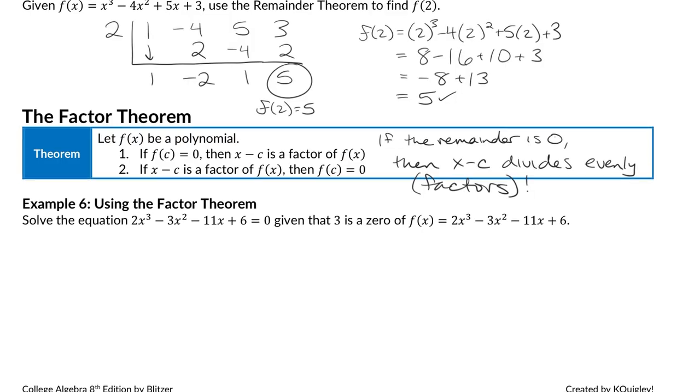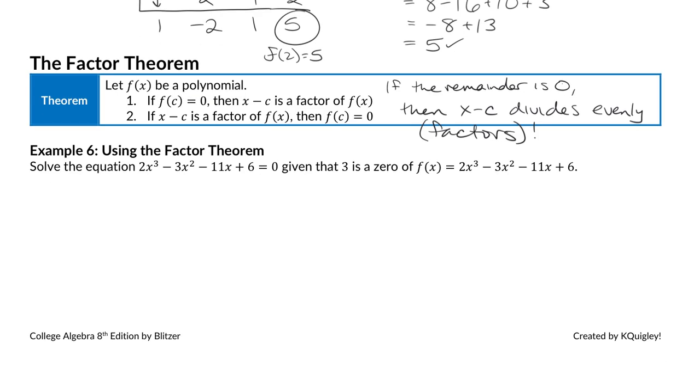Example 6 says solve the equation 2x cubed minus 3x squared minus 11x plus 6 equal to 0, given that 3 is a 0 of the function. Well, if we know that 3 is a 0, we know that it will divide evenly, or that x minus 3 will divide evenly. That's what we know.